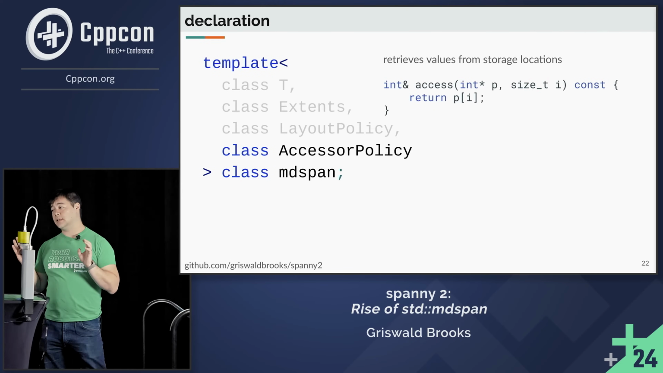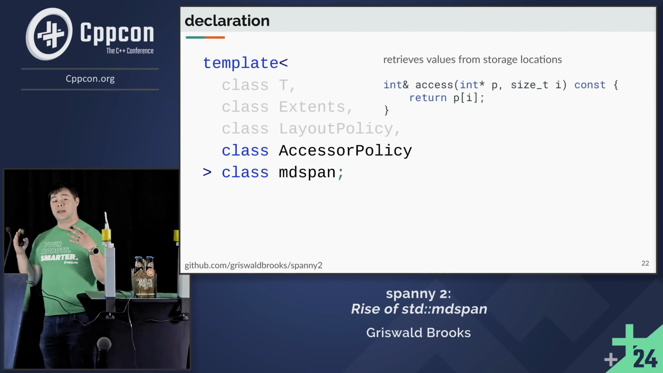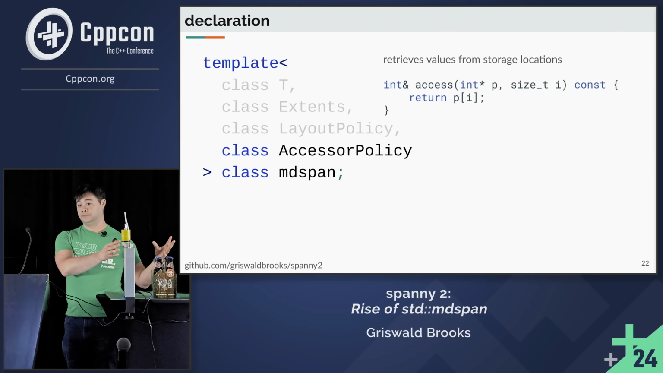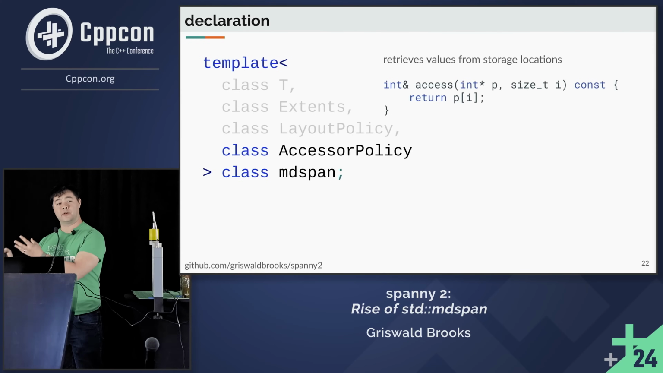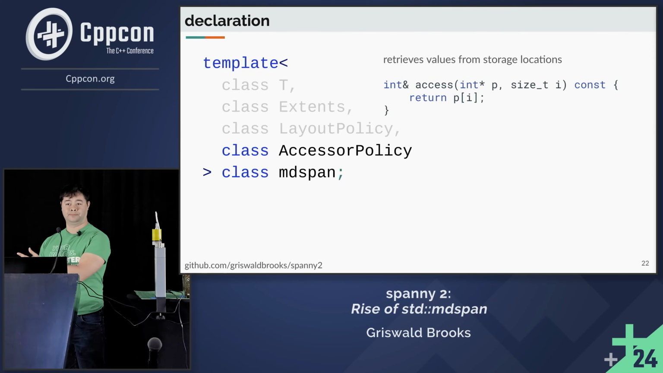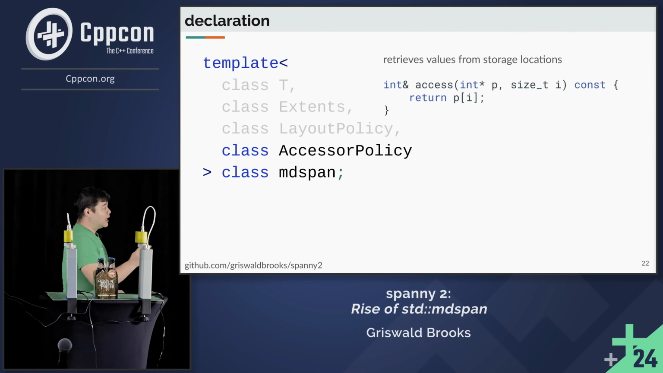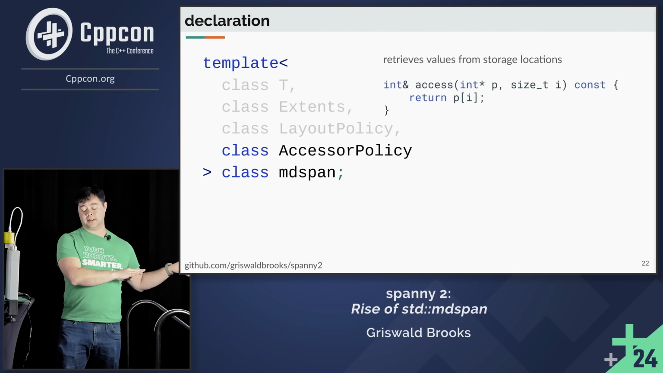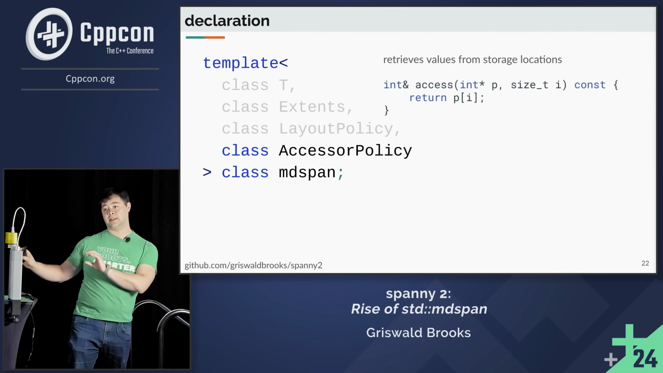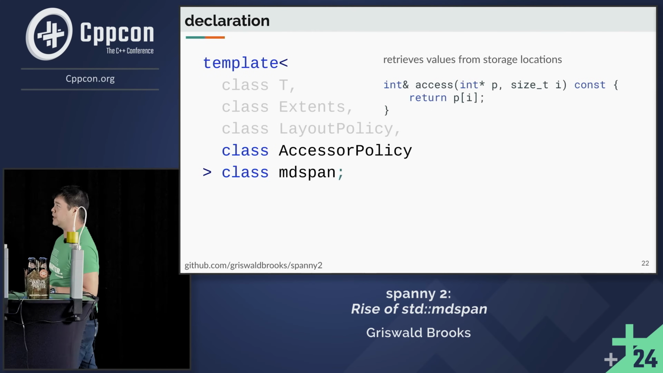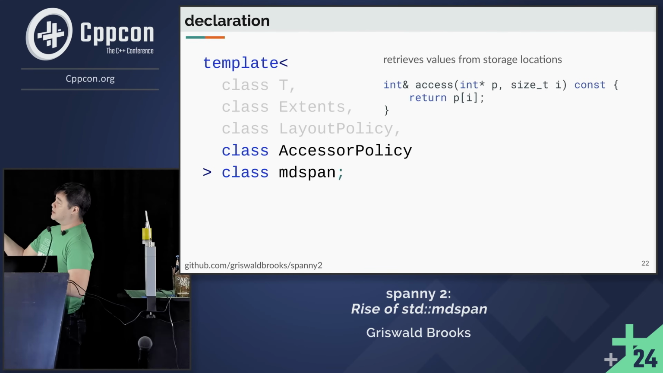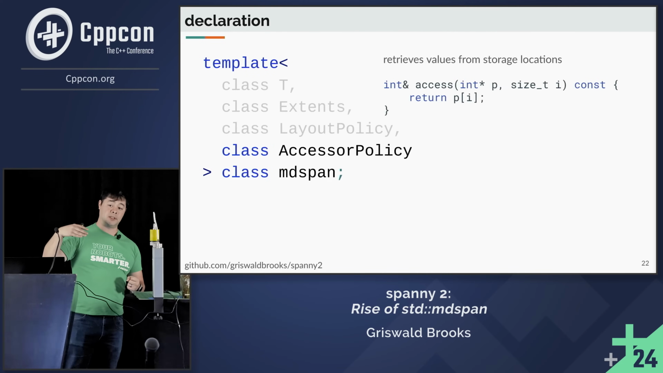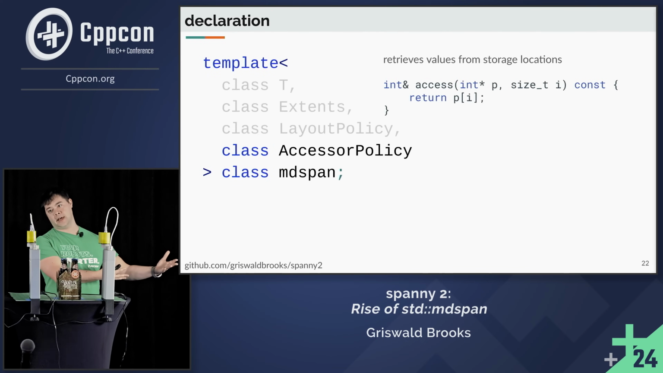Then the last one here is the accessor policy. An accessor is all about taking the offset from the layout and retrieving a value from a storage location. So here, this is the default implementation of the accessor. I'll show that in its entirety later in the presentation, but I removed a few things to make it simpler, right? You can see that it's using the bracket operator here on the pointer to the ints, right? That comes in through the accessor and then just returns a reference to that value.